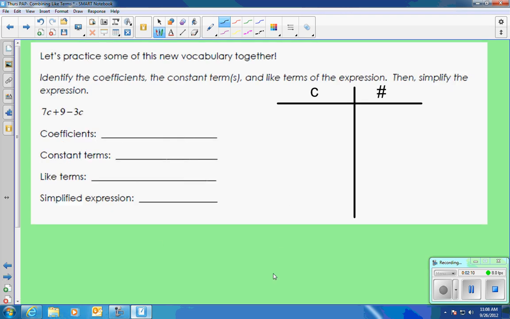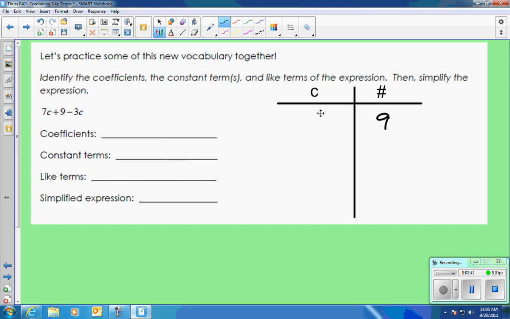So when we look at this expression, 7c plus 9 minus 3c, we're going to identify the coefficients, the constant terms, the like terms, and the simplified expression. So my constants are my numbers. So my just plain number, no variable, is a 9.